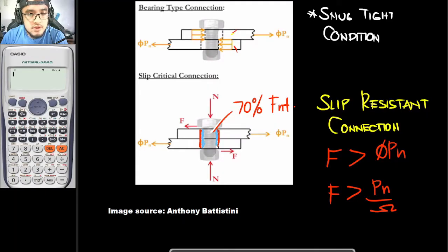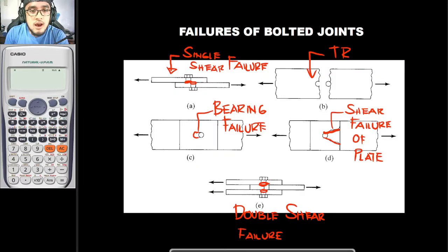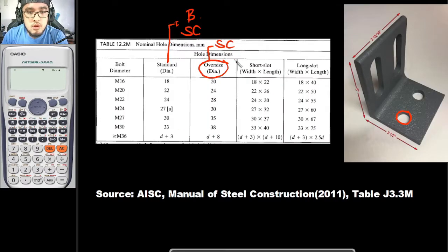Yes, sir. Okay, so as you can see, meron siyang space. Meaning, we cannot use it for bearing type connection. Pang slip critical connection lang ang ating oversized bolt or oversized diameter of the bolt that is stated in this column right here. And by the way guys, what is this short slot or long slot right here?